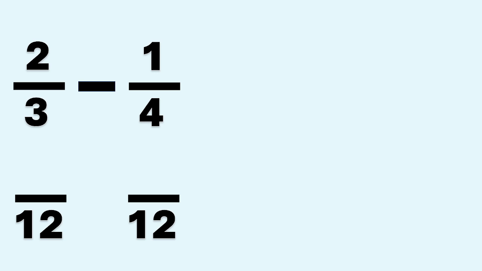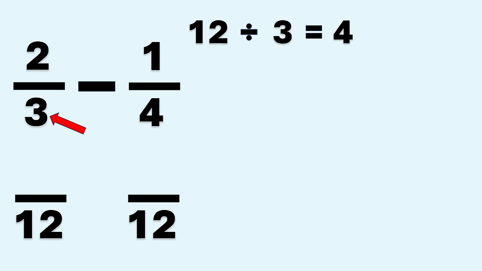We start with 2/3. We are going to rename that fraction with an equivalent fraction with the same denominator of 12. First, we divide the LCD 12 by denominator 3. 12 divided by 3 equals 4. Then, multiply the answer by numerator 2. So, 4 times 2 equals 8. So, we have here 8/12.